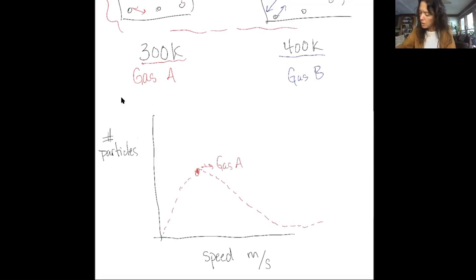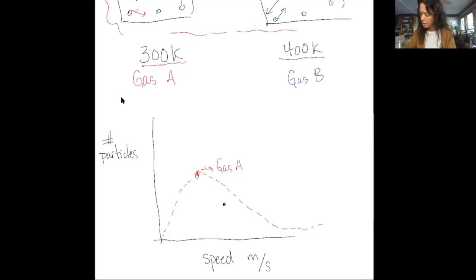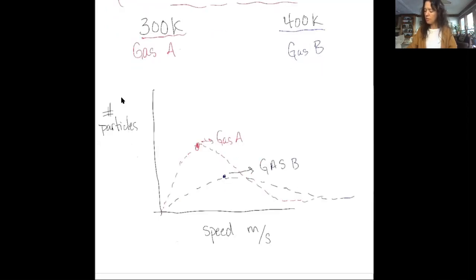And then for gas B, let's get a different color. Gas B is going faster. Gas B is at a higher temperature. So I'm going to flatten that curve and push it over. So I'm going to go like this. Now, this is gas B. This is not to scale, obviously.